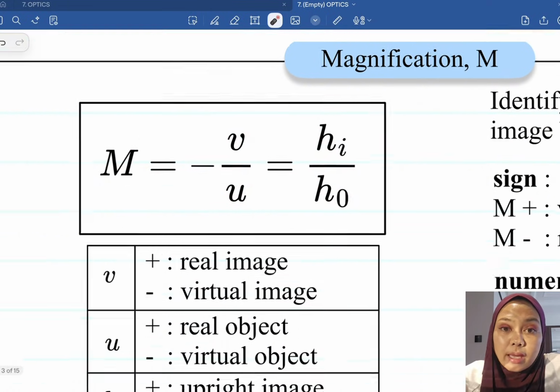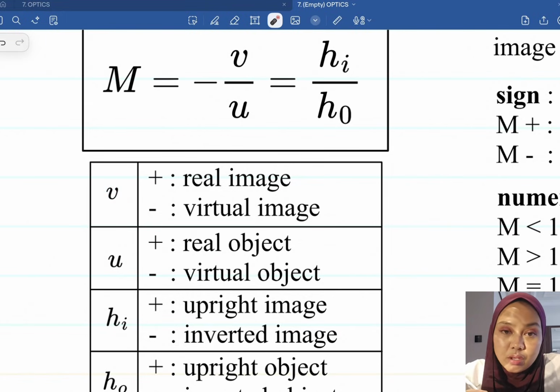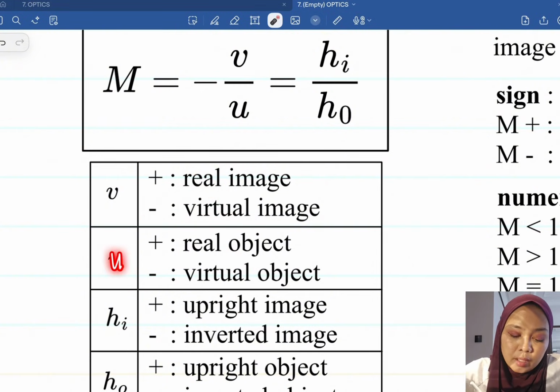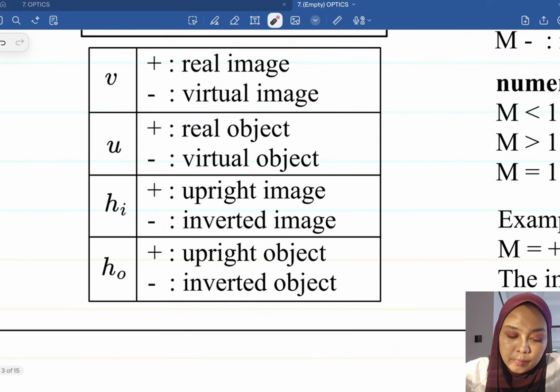Now let's look at the sign for each of it. V, as we know, is the image distance. If the image distance is positive, it means that the image is real. If it's negative, it is virtual. U is the object distance. If it is positive, it is a real object. If it is negative, then it's a virtual object.